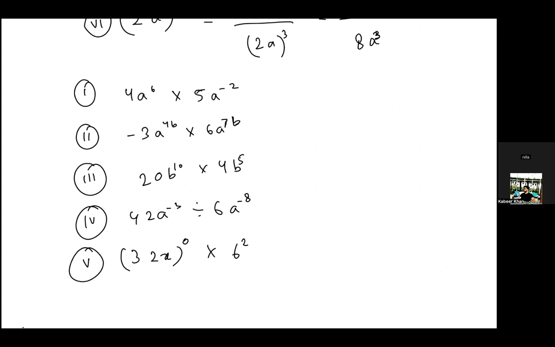Okay, and then what is the answer for the fourth one? I got 7a to the power of 5. That's correct. The last one, I got 36. That's correct, because these are easy questions, Nila.